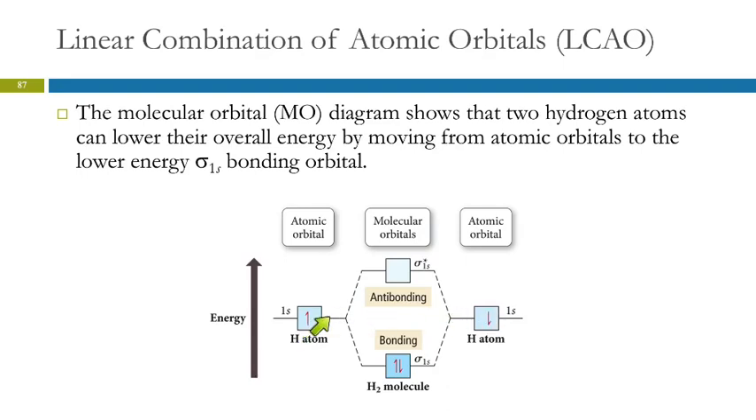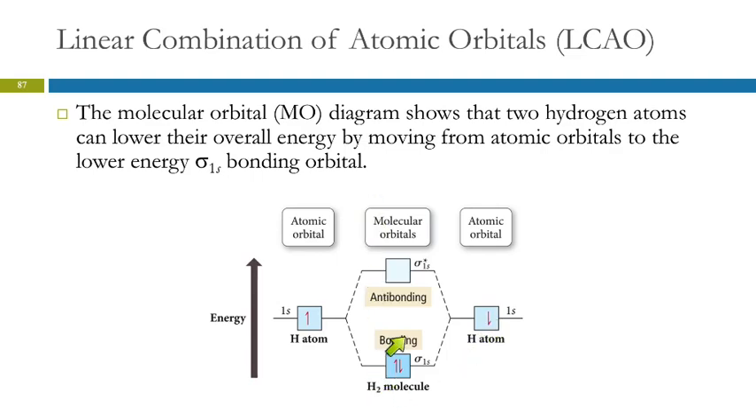So if we combine these, adding them, we get a bonding orbital that's lower in energy. If we subtract, we get an anti-bonding orbital that's higher in energy. There was one electron from this atom, one electron from that atom.